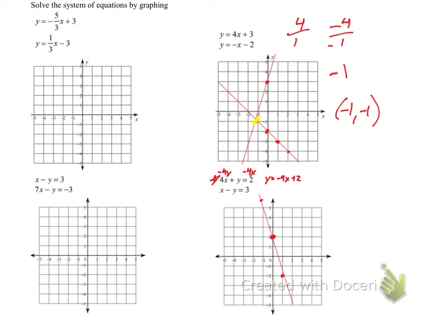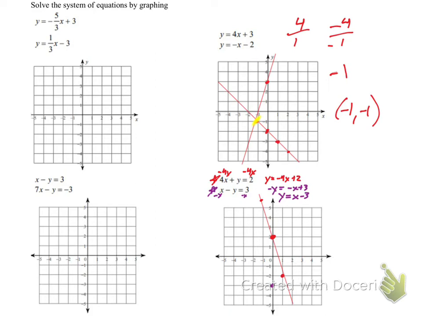Then I can graph my second line. The second line, again, is not in the right format. So that's x minus y equals 3. I'm going to have to subtract x on each side, and I get negative y equals negative x plus 3. I can't leave this as a negative y, so I'm just going to flip everything. I'm going to get y equals x minus 3. So my starting point is going to be here, then my slope is just 1 over 1.